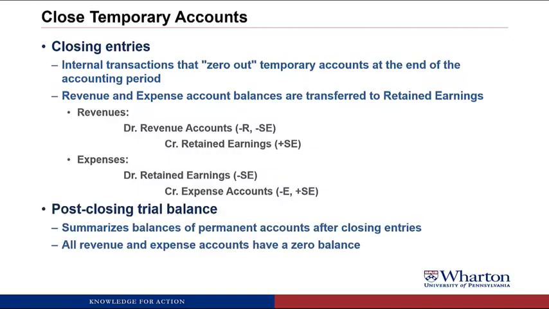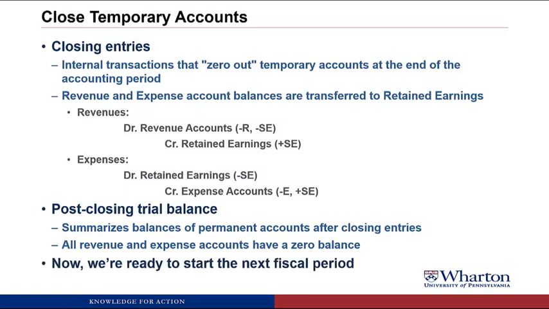After the closing entries, we do a post-closing trial balance. So we add everything up to make sure our debits equal our credits. At this point, only the permanent accounts should have balances. All the revenue and expense accounts should have a zero balance. And now we're ready to start the next period.